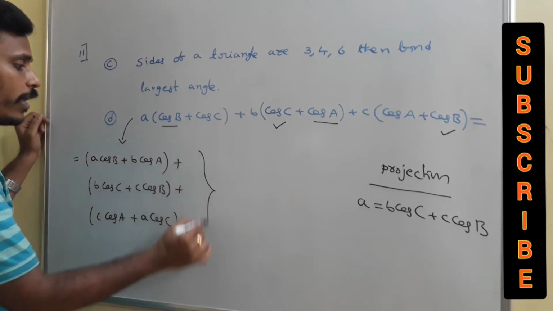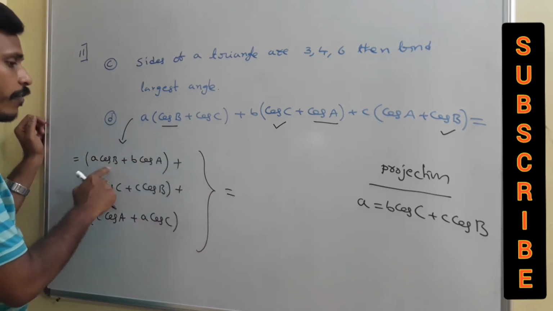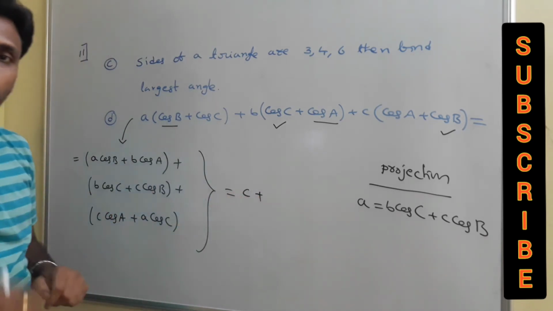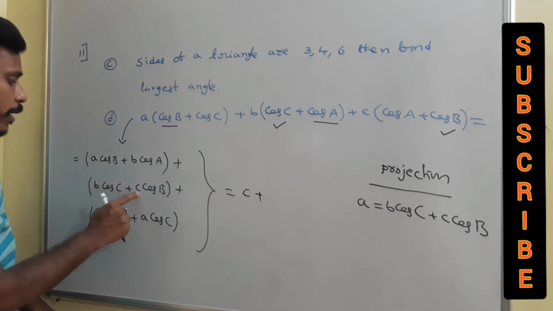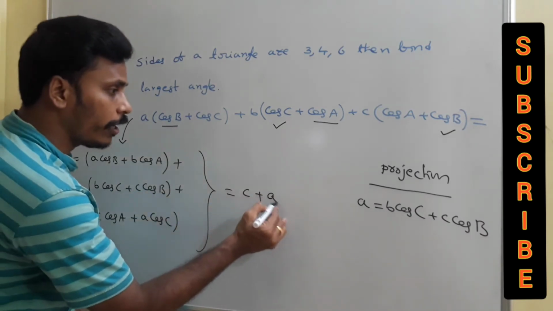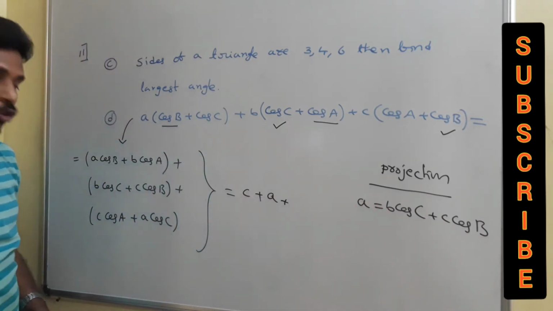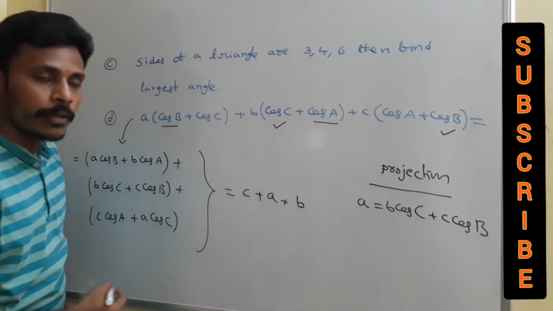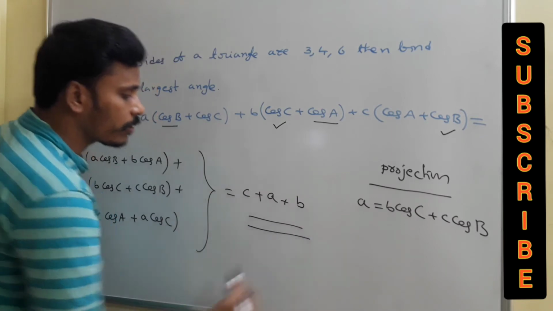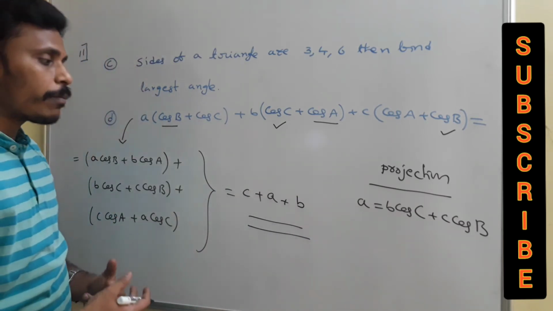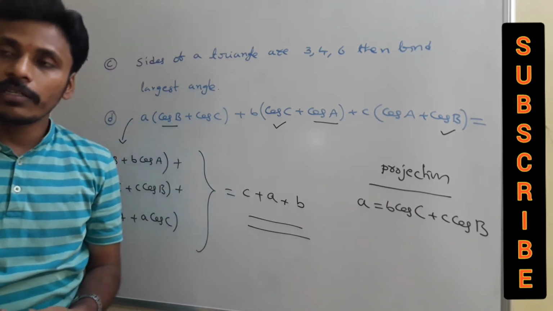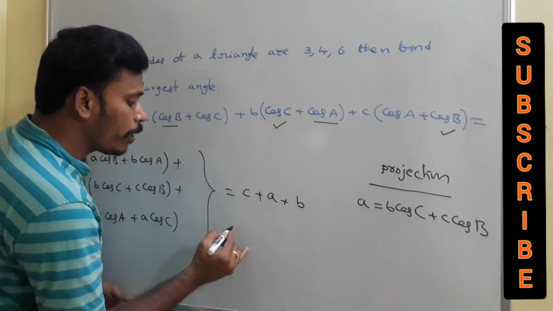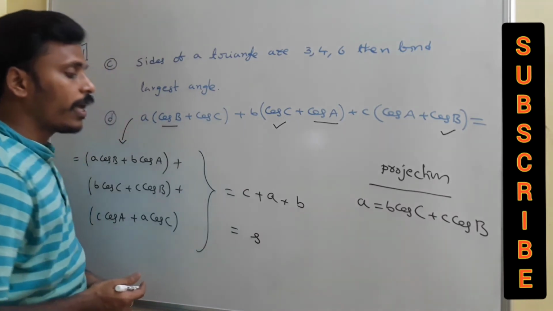And now if you look there, this is equal to the first group a cos B plus b cos A, which is nothing but small c. And the second group b cos C plus c cos B is nothing but small a, just as I mentioned here as the projection rule. And the third group c cos A plus a cos C is nothing but b. And this is a plus b plus c, and that's your answer. Sometimes a plus b plus c is nothing but the perimeter, and half of it we say is the semi-perimeter, which is nothing but S.